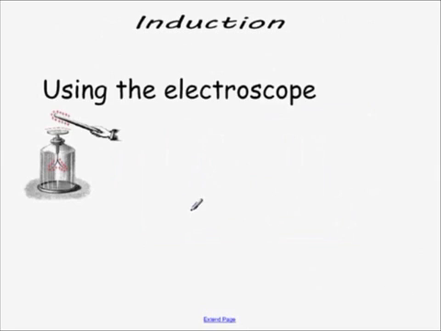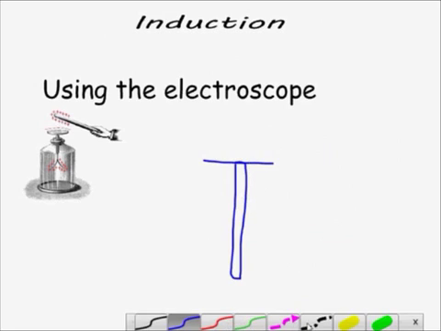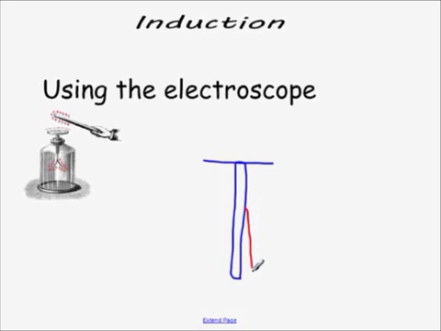Now, using an electroscope. Essentially, an electroscope is a piece of metal bar. So that there is a nice metal bar, a metal plate at the top, and on the side of it there will be a gold leaf. So we'll make it red. So there's a gold leaf.